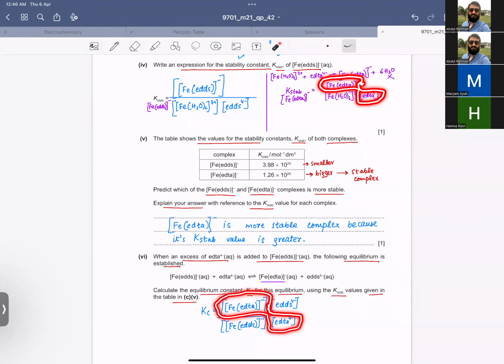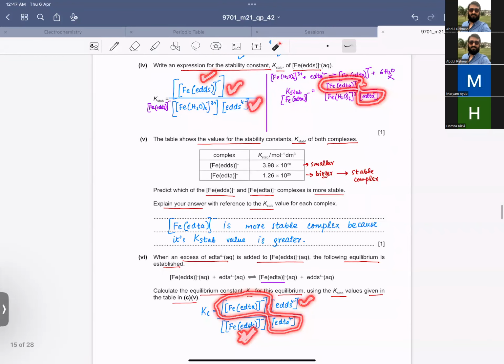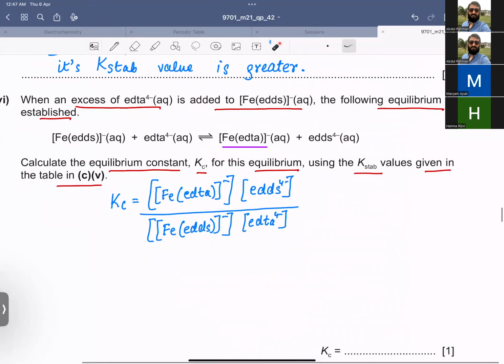And if you look at the K step for FeEDDS, this complex and this ligand are basically reciprocal over here, right? Here the complex is in the numerator and there that complex is in the denominator. Here the ligand is in the denominator and there that ligand is in the numerator. So I can conclude, as they say, that you have to use the k-step values.